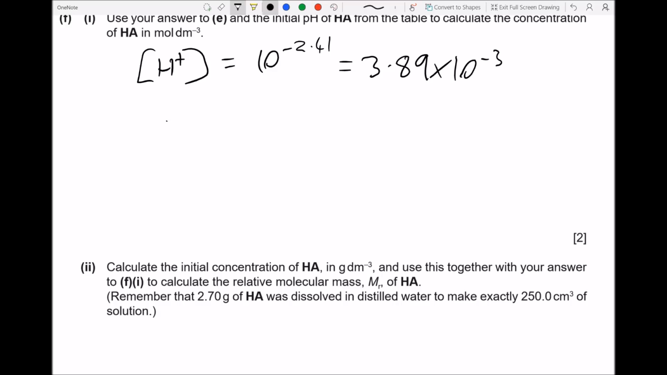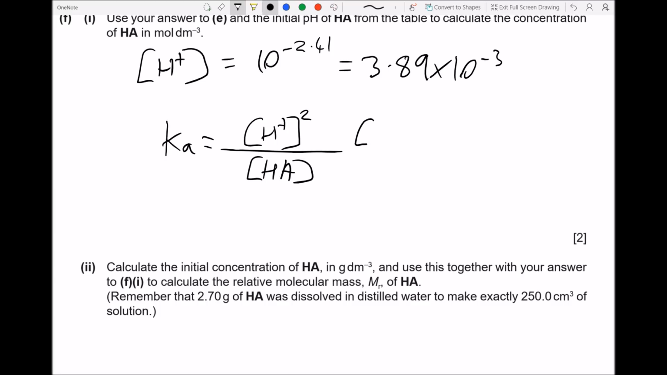And then what we do is we put this into our expression, Ka equals. Now remember, one of the assumptions we make is the concentration of H plus ions equals the concentration of A minus ions. Because they are the same, we can put the squared bit on the top there, divided by the concentration of HA, which is your acid. So from that, we can work out the concentration of HA. If we rearrange this, we should have concentration of H plus squared divided by Ka, and that will tell us the concentration of HA.